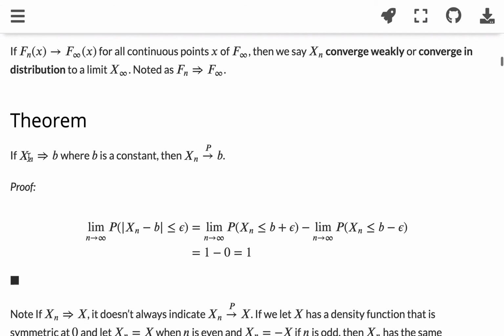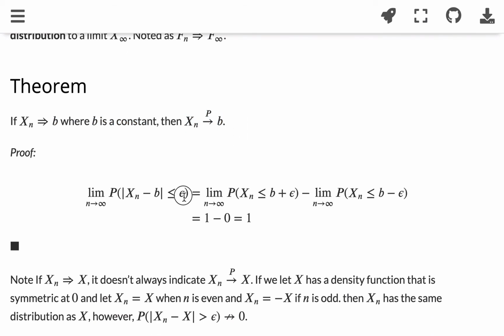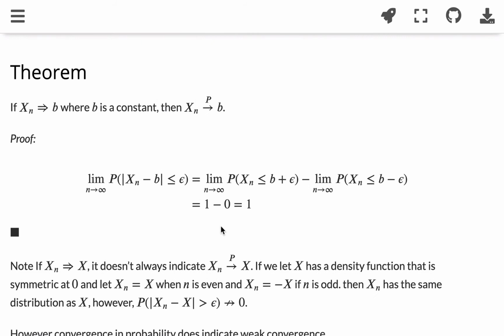The first theorem is: if Xn converges to b in distribution, where b is a constant, then Xn converges to b in probability. That's easy to prove. We want to prove that the probability of |Xn minus b| greater than epsilon goes to 0, so we want to prove the inverse goes to 1. And that is just the limit of the probability of Xn less than or equal to b plus epsilon minus the probability of Xn less than or equal to b minus epsilon. And that is just 1 minus 0, and that's just 1.